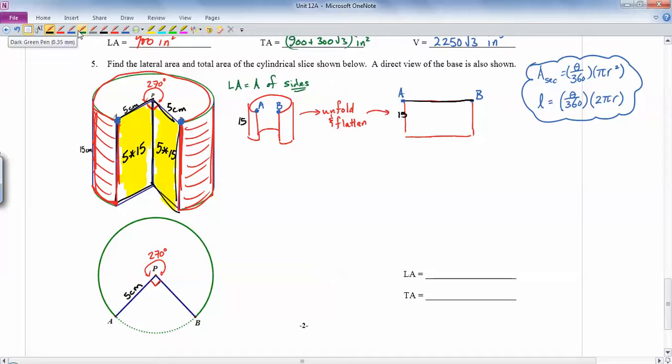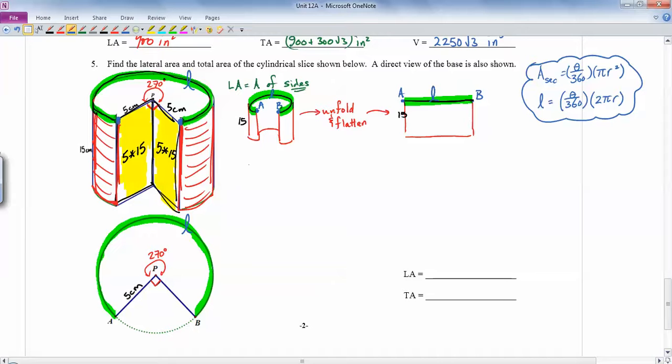Let me highlight that. I'll use this green highlighter. This thing right here is this part of the curve right there, which is this part of the curve in the main diagram, which is this part of the curve in the overhead view, right? That direct view of the base. Well, I can figure out what that is because I know the arc length formula, right? I need how long that arc length is. I'm going to call that L.